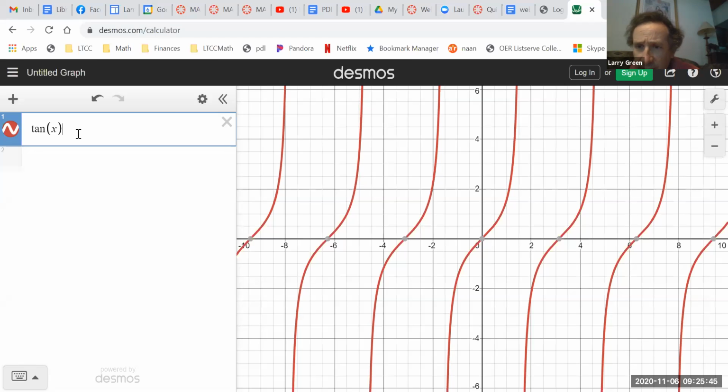A to the x. So a to the x doesn't have a vertical asymptote. Like 2 to the x has a horizontal asymptote, but there's no vertical asymptote on a to the x. But good try. Yeah, logs.